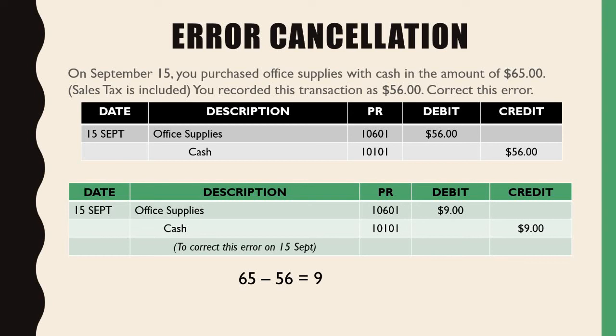Okay? Same thing with the cashier, right? I spent $9 more than what I originally recorded. I didn't spend 56. I spent 65. So therefore, I need to subtract $9 more from my account in order to reflect that I spent a grand total of 65. Okay? And there you go, to correct the error on the 15th of September.